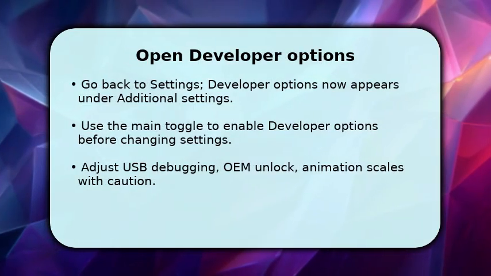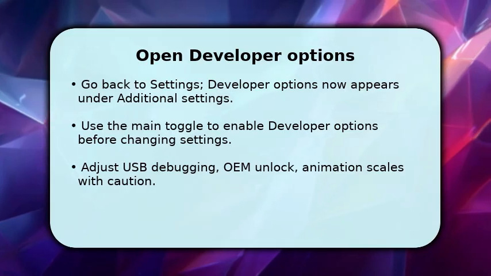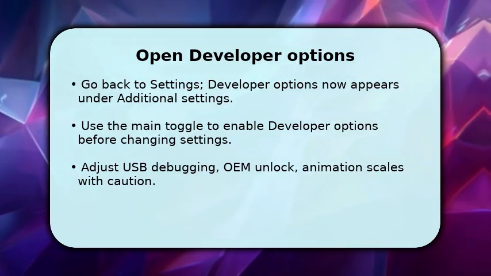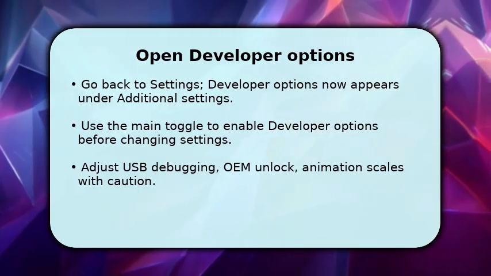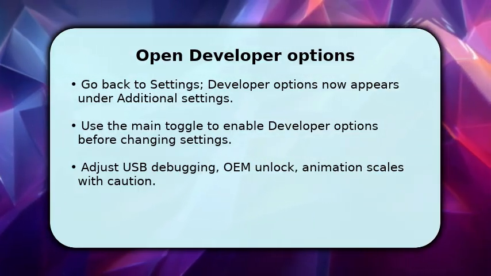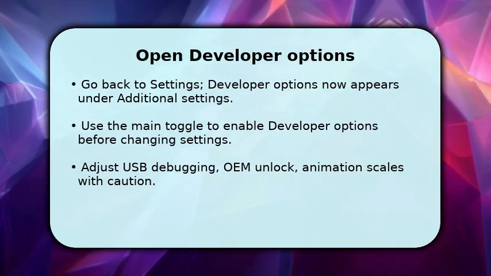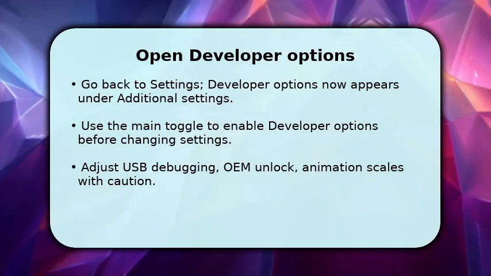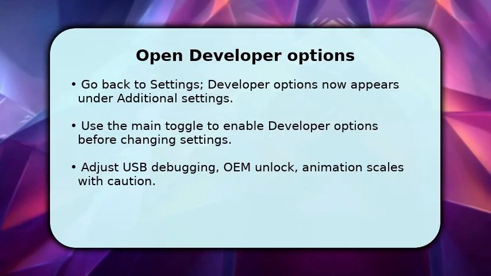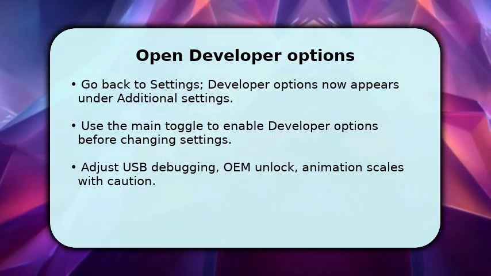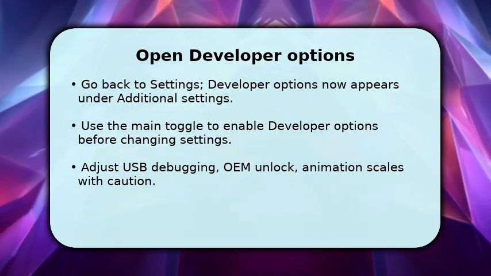Once developer options appear, navigate. Settings > Additional settings > Developer options. You must flip the main toggle to enable the menu before any changes take effect. Now adjust specific items like USB debugging or OEM unlock. These let you interact with ADB or unlock bootloader, so proceed cautiously. For smoother UI testing, reduce or disable animation scales. Make sure to read each toggle label, because enabling some options can weaken security or change device behavior.